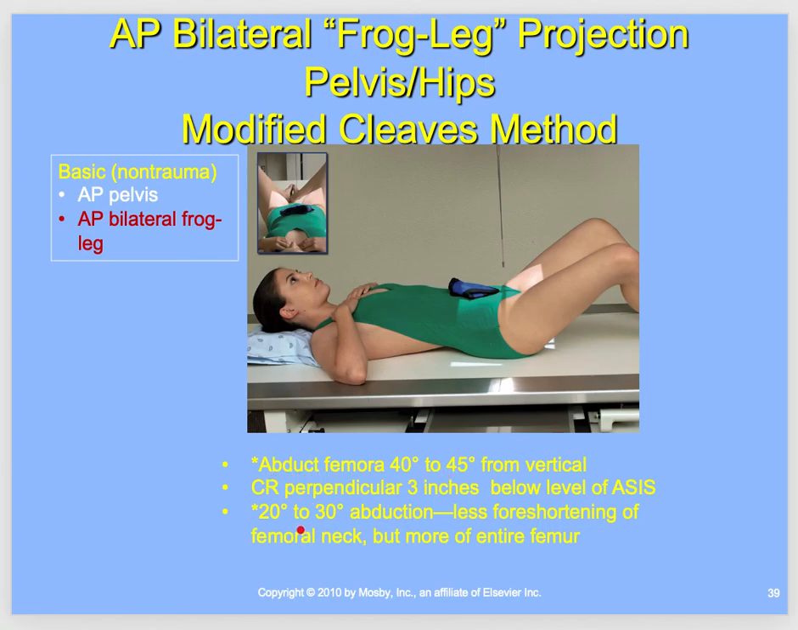So what they're talking about is normal is 40 to 45 from vertical. If you want to visualize the femoral neck with less foreshortening, then you're going to go 20 to 30 degrees abduction. So just make sure what the image is calling for, why you're doing the image, but there are a couple of different ways to do it. Either that 40 and 45 or that 20 and 30, but also keep in mind you're going to do what your patient can do as well.